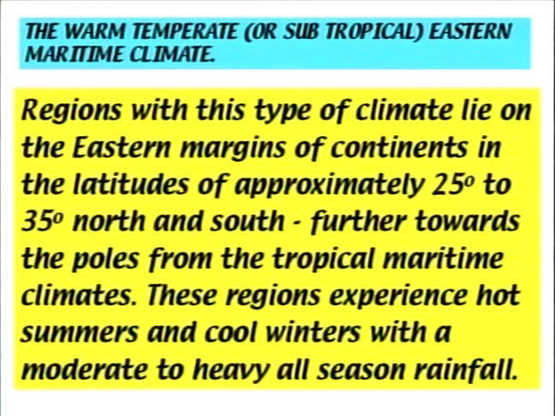Remember, once we reach 23.5 degrees and we move away from 23.5 degrees towards the poles, then we are already away from the tropical areas. So the warm temperate eastern maritime or margin type climate is found between 25 to 35 degrees north and south of the equator. These regions experience hot summers and cool winters with a moderate to heavy all-season rainfall.